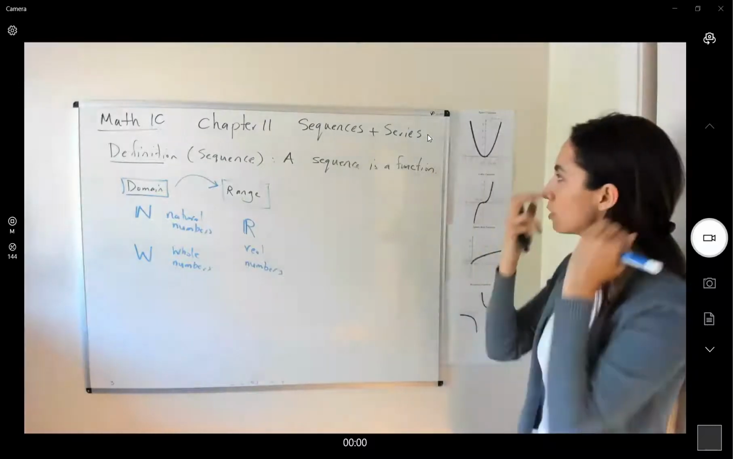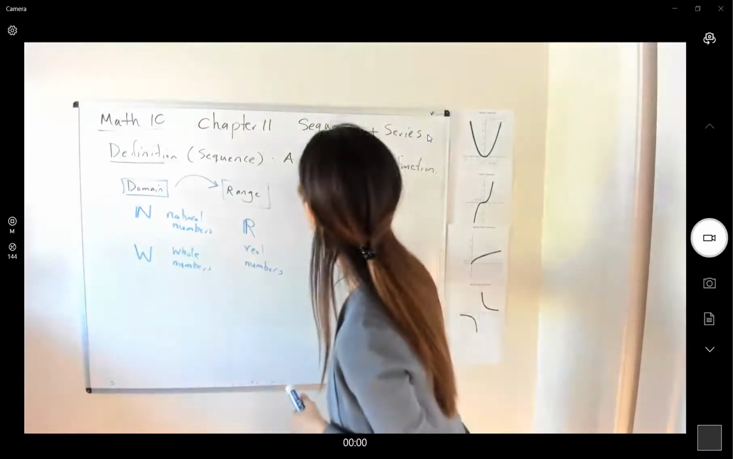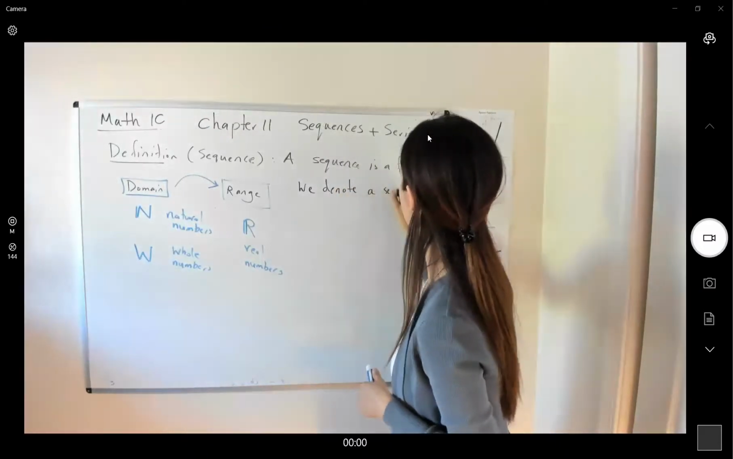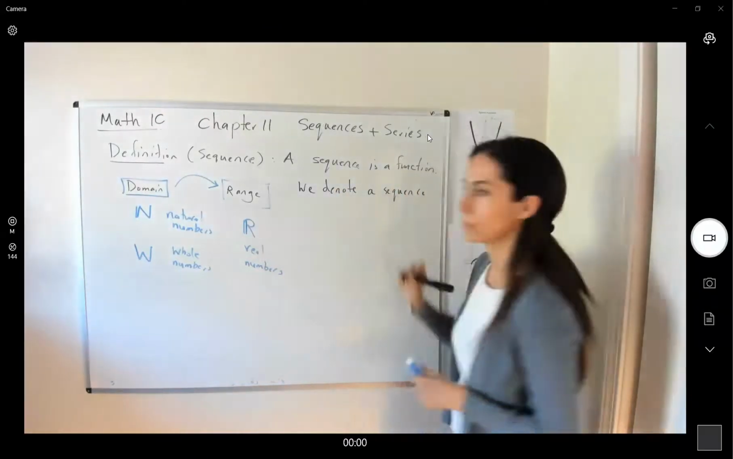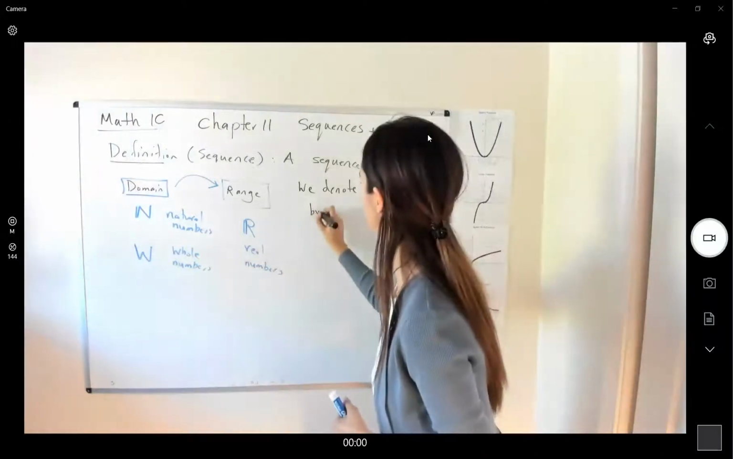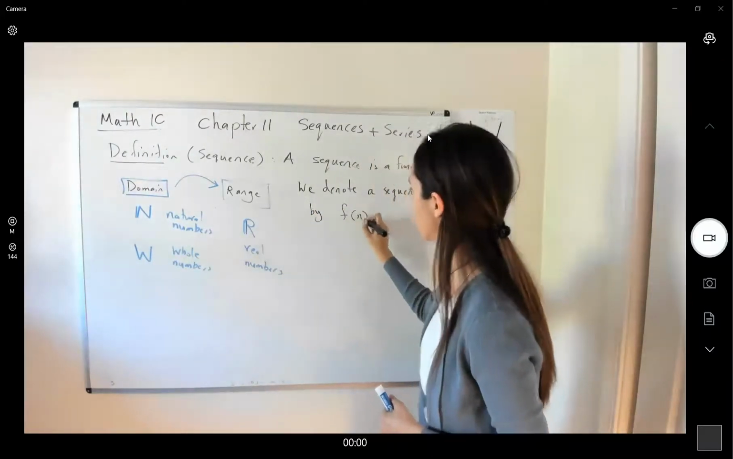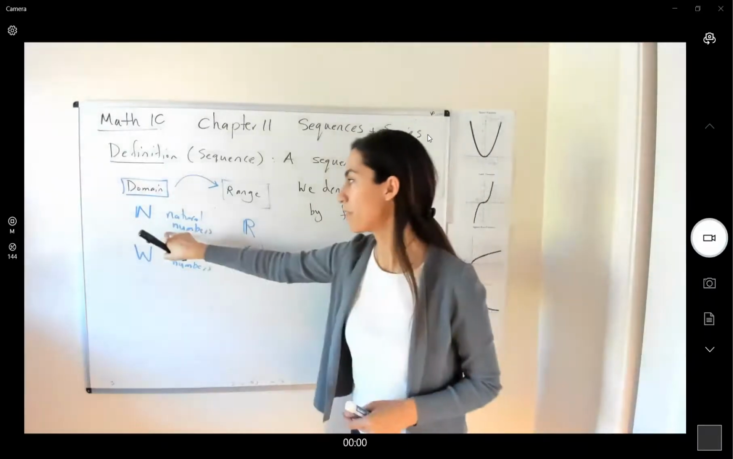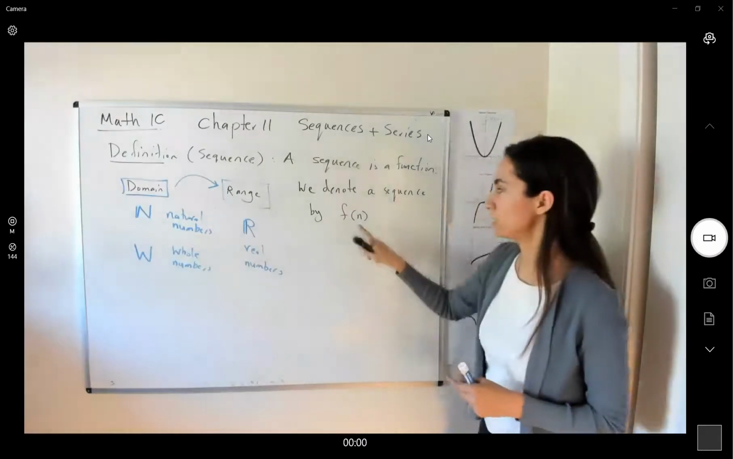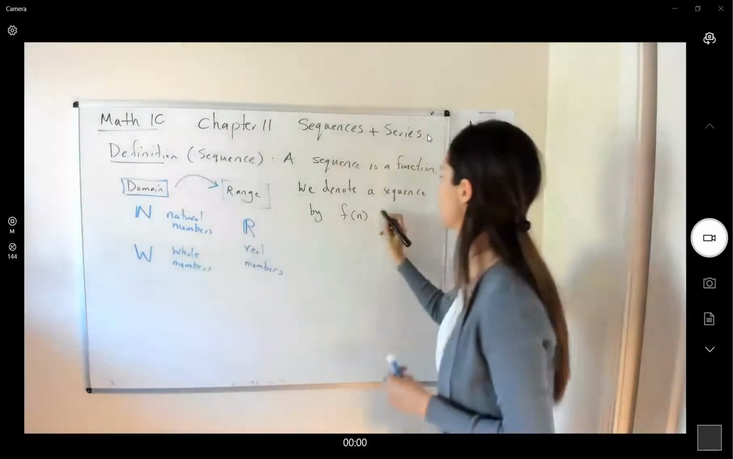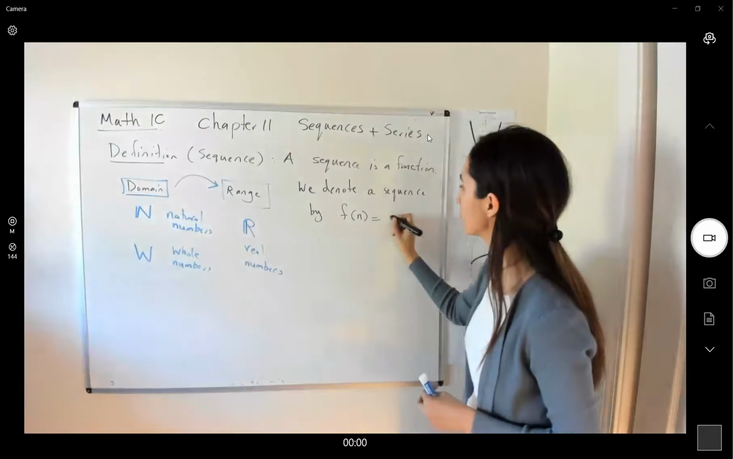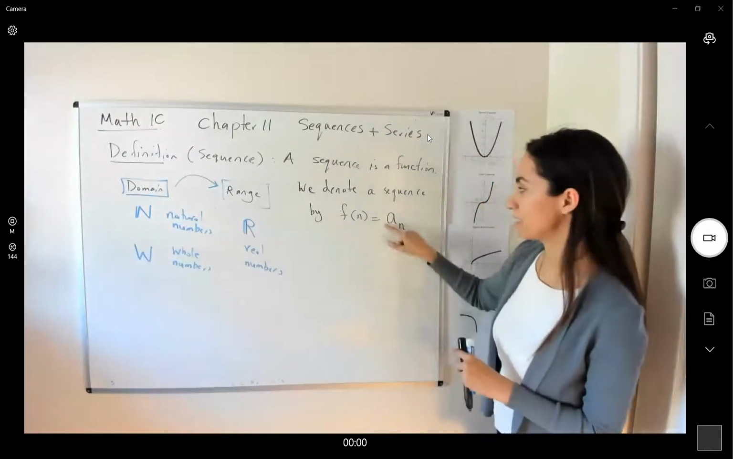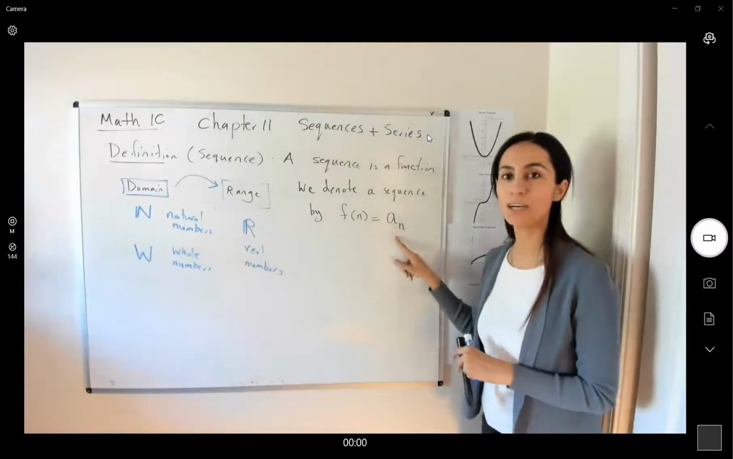So we usually denote a sequence by f of n. Since our variable is coming from natural numbers or whole numbers, it is denoted by n, or you can denote it by a sub n.